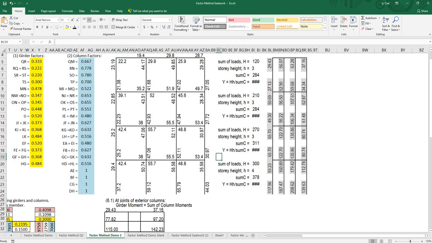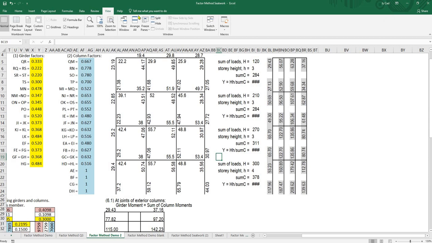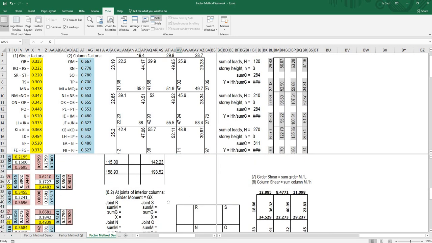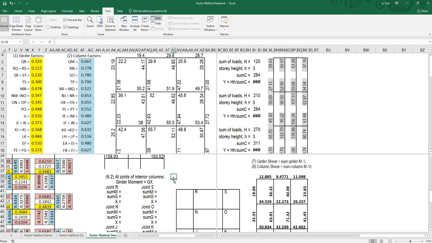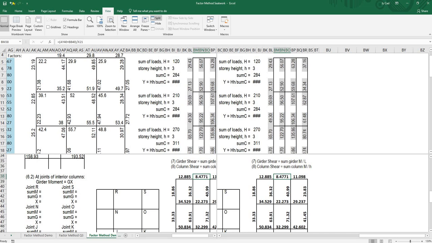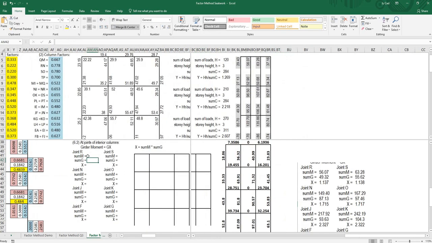Ngayon, mag-split ko lang itong window ng Excel. So, click ko lang dyan para dyan ako mag-split. So, I will click now, split. And then, ito. So, this is at joint R. This is 56.07.